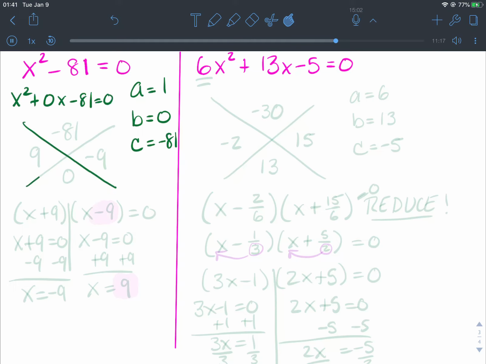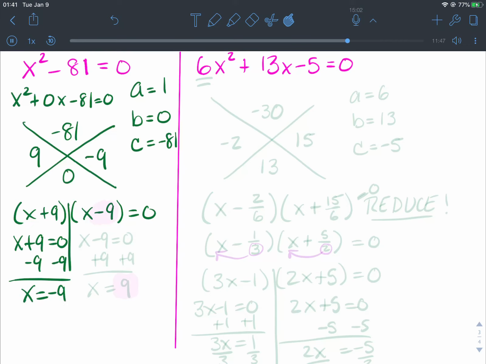So we're going to draw our x. Negative 81 goes on top, and then B is on the bottom. So it's got to be opposites, like 5 and negative 5, or 7 and negative 7. So what times itself is 81? 9 and negative 9. So we now have x plus 9 times x minus 9 equals 0. And we solve these two equations. We get x equals negative 9 on that side, and we get x equals 9 on the other side.